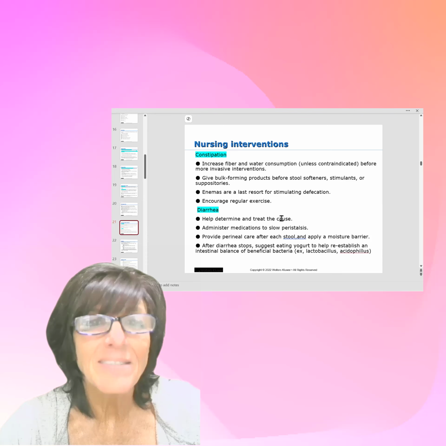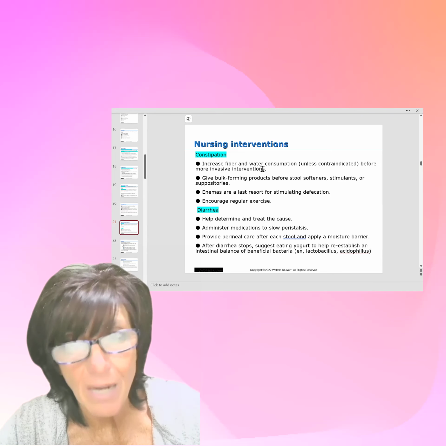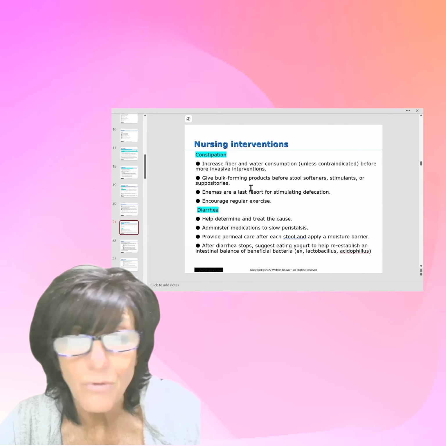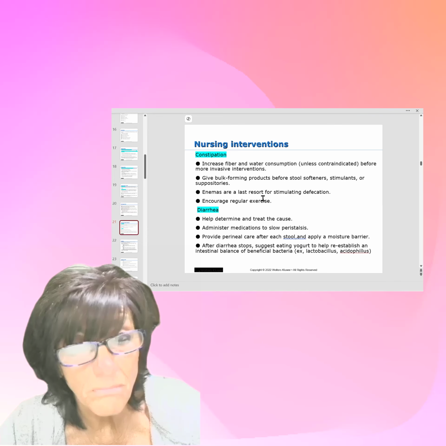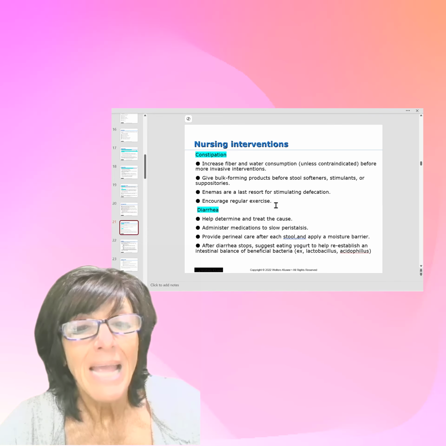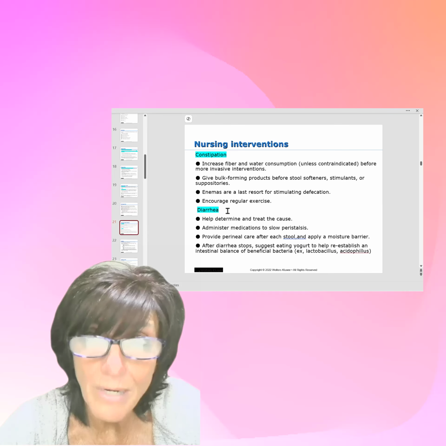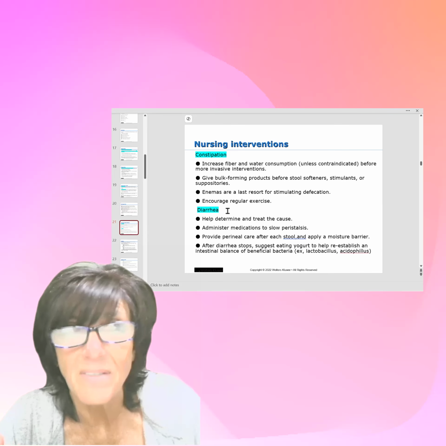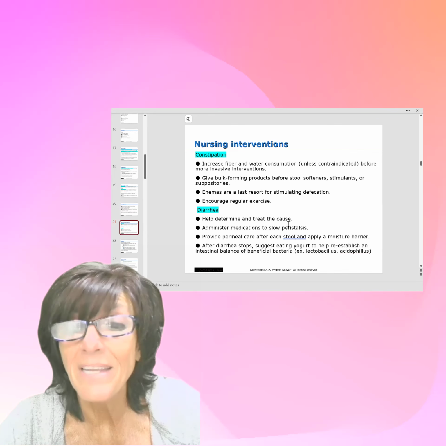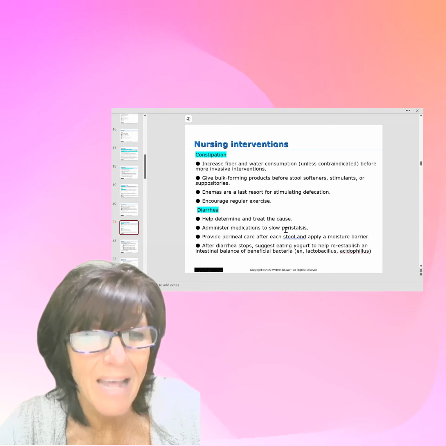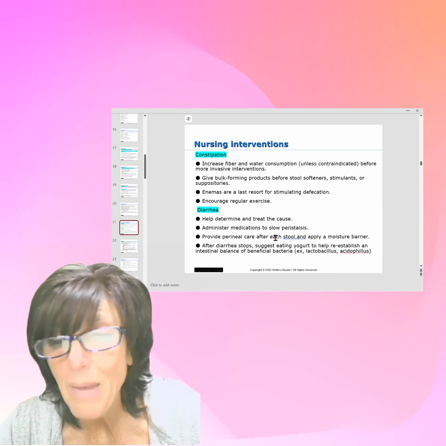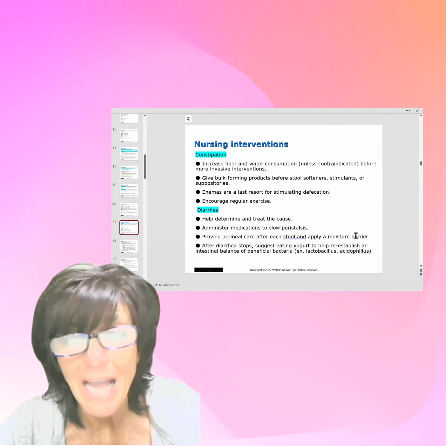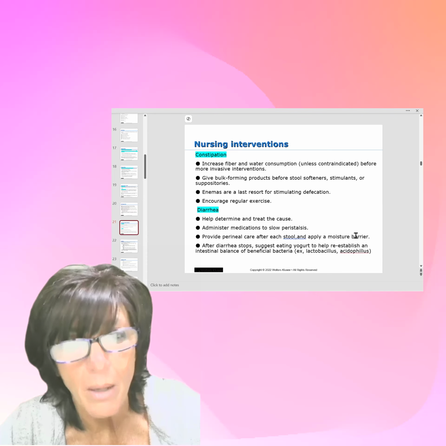Okay. And so interventions for constipation: increase fiber and water, right? Give bulk forming products, which are fiber supplements, right? Enemas, last resort, right? We can do them, but we don't want to. And encourage regular exercise. For diarrhea, figure out why maybe. Treat the cause. Sometimes it's just a bug or sometimes it's medication induced. We can give medications to slow peristalsis down like Imodium. And after each bowel movement, apply a moisture barrier to that area after you clean up, because diarrhea can really do a number on your bottom.